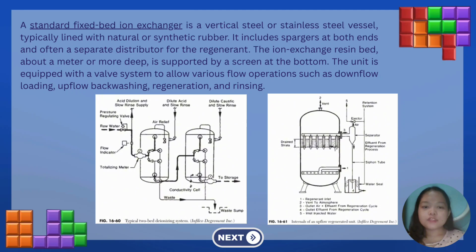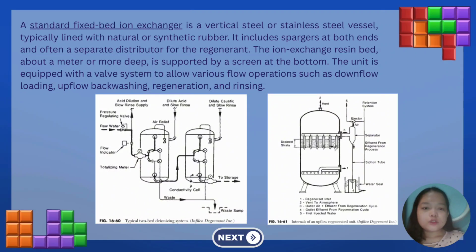A standard fixed-bed ion exchanger is a vertical steel vessel lined with rubber containing a deep resin bed supported by a bottom screen. It includes spargers, a regenerant distributor, and valves to control flow for loading, backwashing, regeneration, and rinsing. Figure 16-40, two-bed deionizing system.